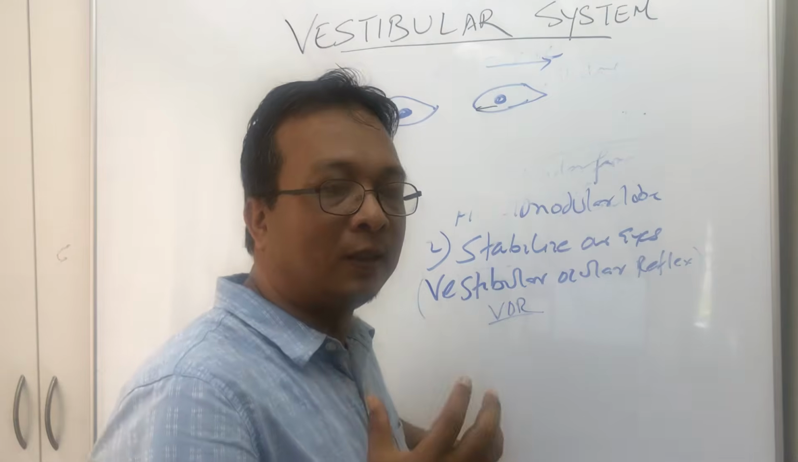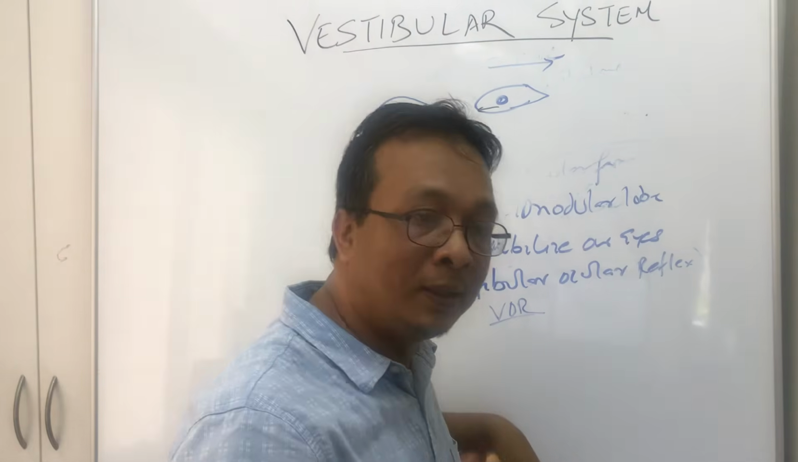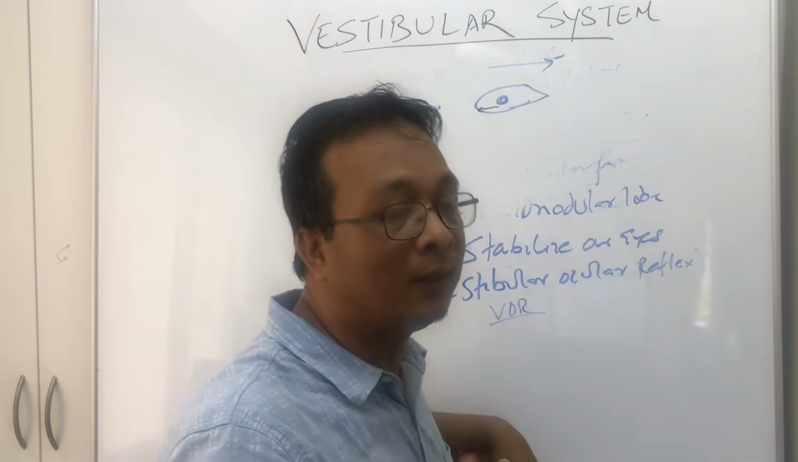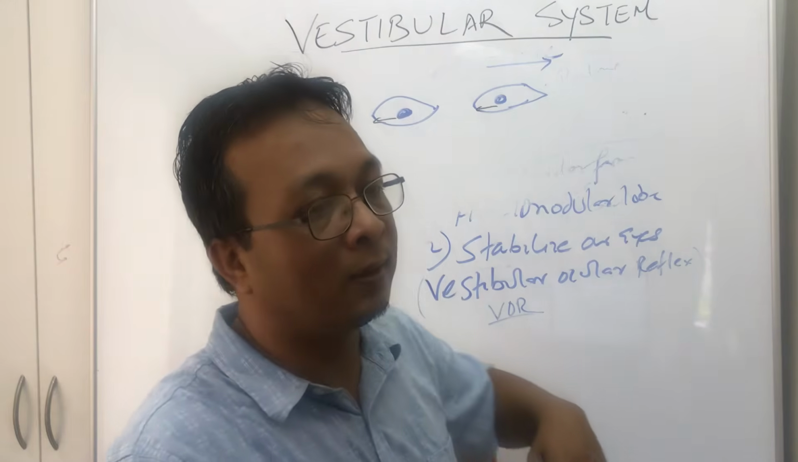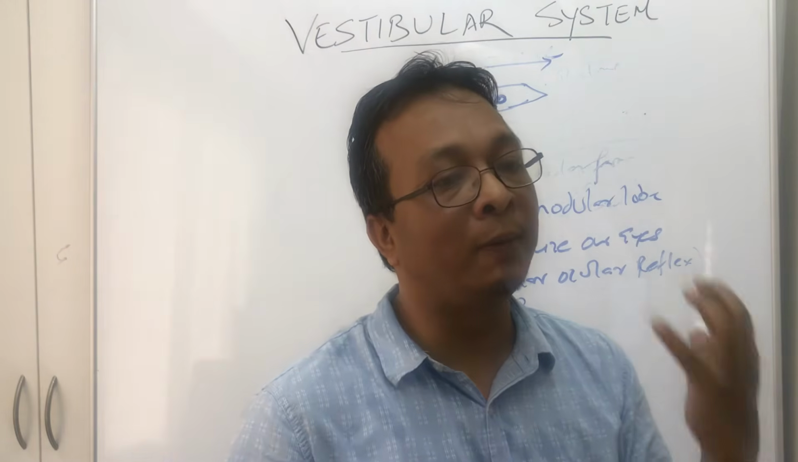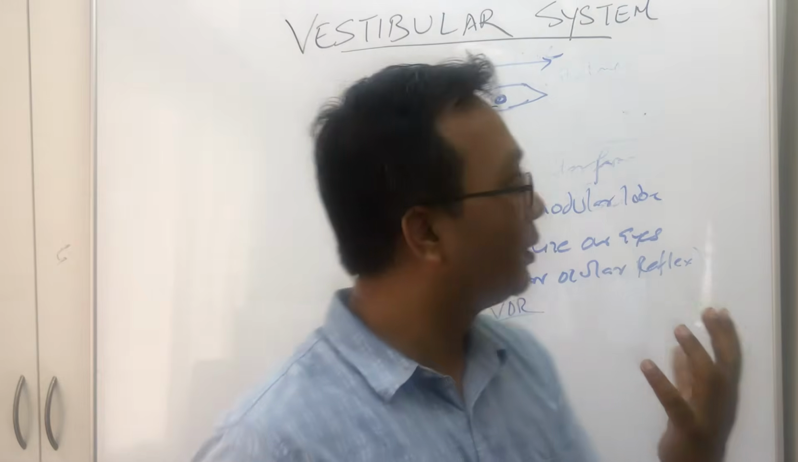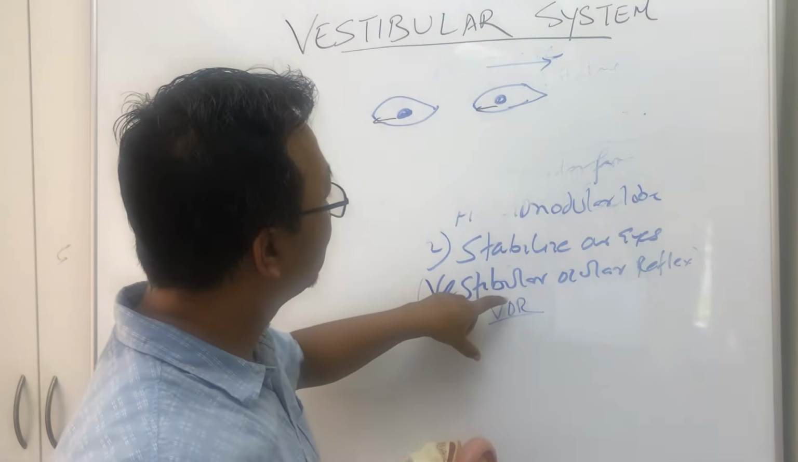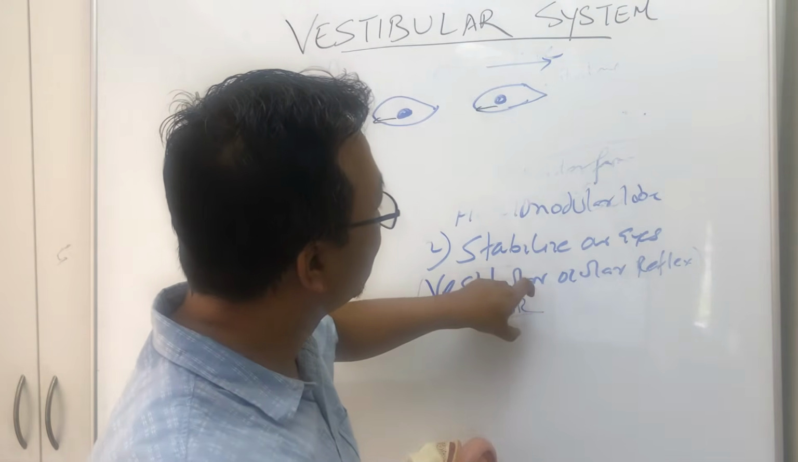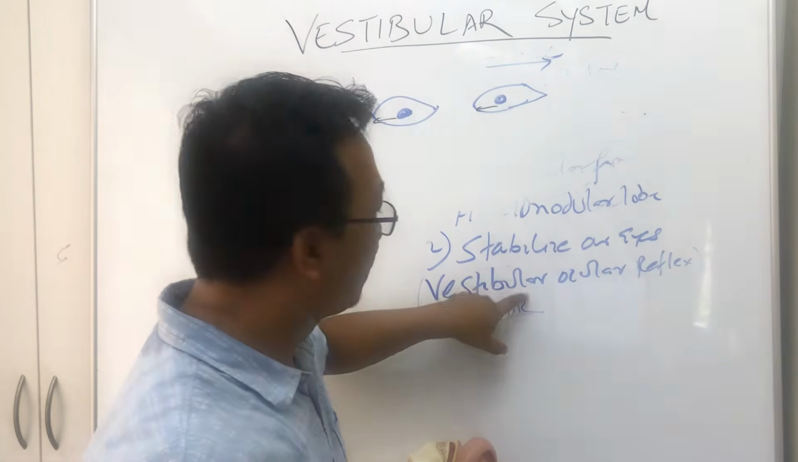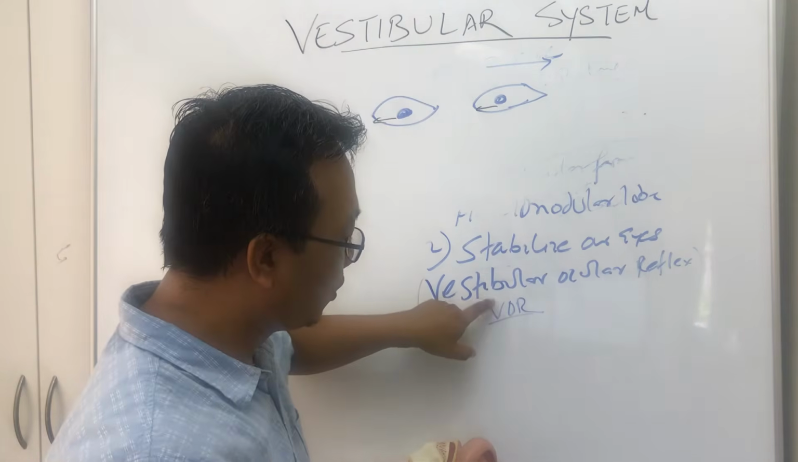So this vestibulo-ocular reflex is a mandatory part of our physiology. We need it so that we don't lose sight, so that our vision doesn't become blurred every time our head is moving. So that's why this vestibular system stabilizes our eyes by doing the vestibulo-ocular reflex.